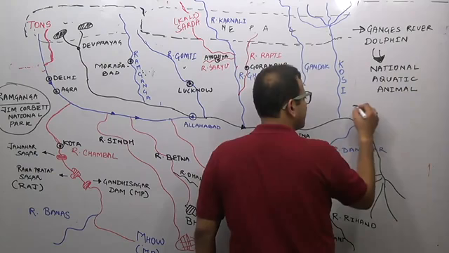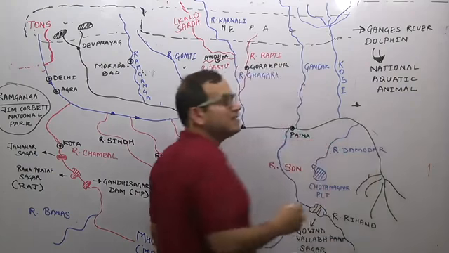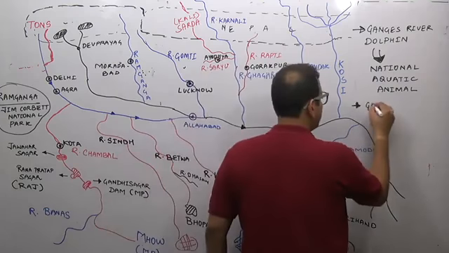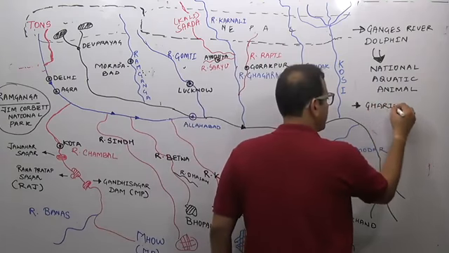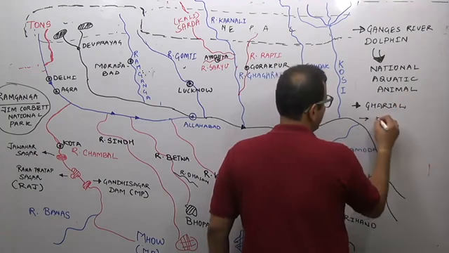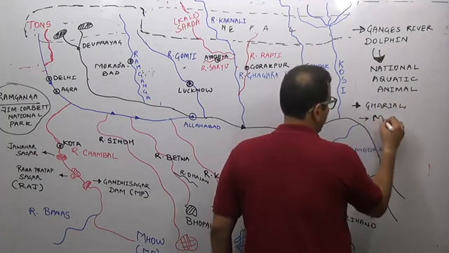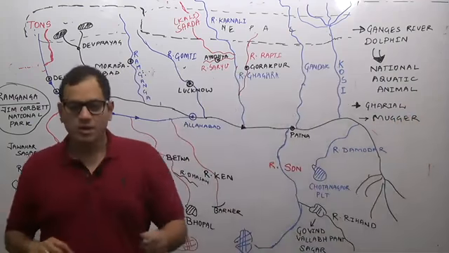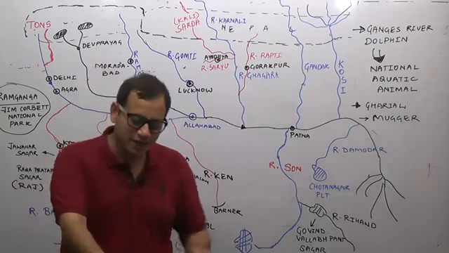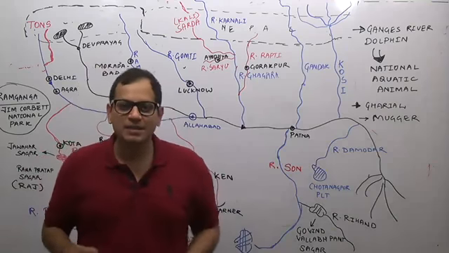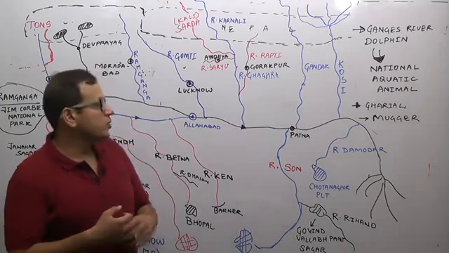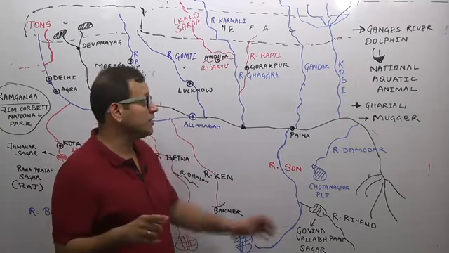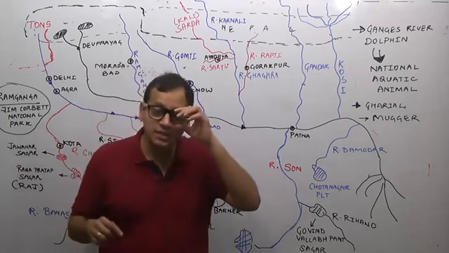The other important animals are Ghadiyal and Magar. What is the difference between Ghadiyal and Magar? Ghadiyal means gharial, Magar is crocodile. These are even found in the Chambal river system. As I told you, Chambal is one of the least polluted rivers. But remember, focus on the Ganges river dolphin.